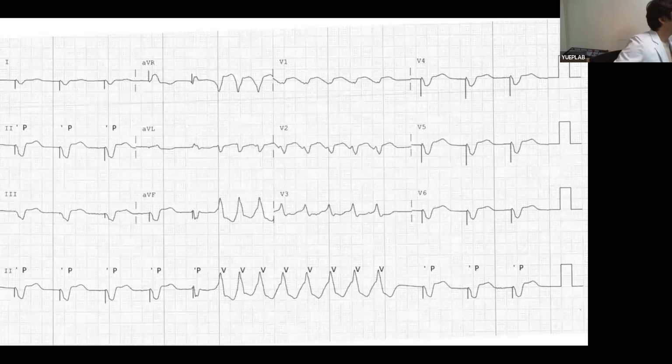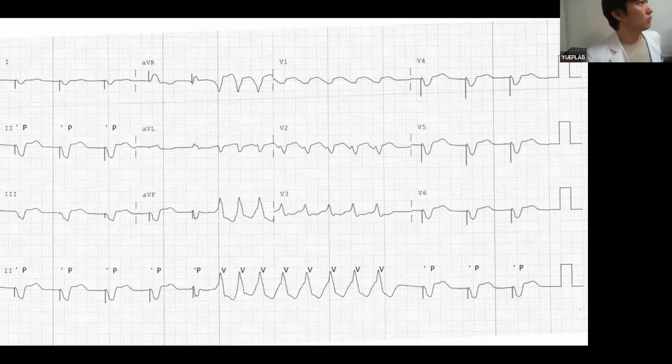And then, speak louder. Eight beats of non-sustained VT, a short duration of non-sustained VT, just 8 beats. Maybe the patient has only BVI, or if it's a dual chamber, maybe the patient has atrial fibrillation.